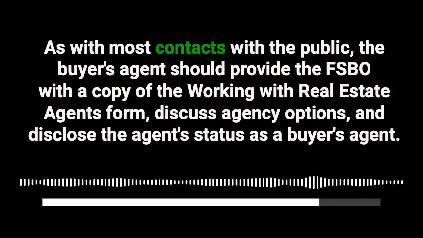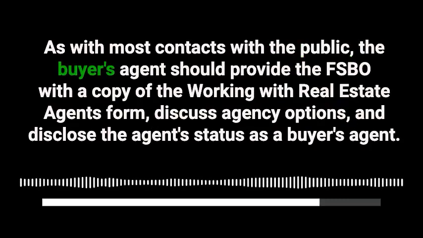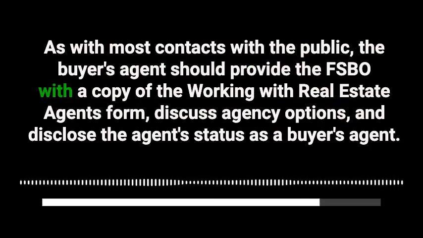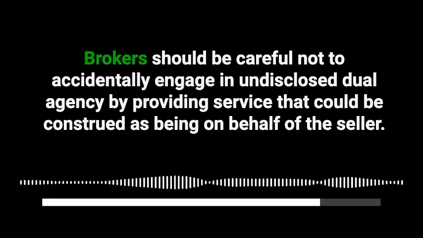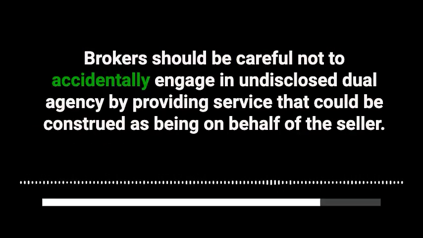As with most contacts with the public, the buyer's agent should provide the FSBO with a copy of the Working with Real Estate Agents form, discuss agency options, and disclose the agent's status as a buyer's agent. Brokers should be careful not to accidentally engage in undisclosed dual agency by providing service that could be construed as being on behalf of the seller.